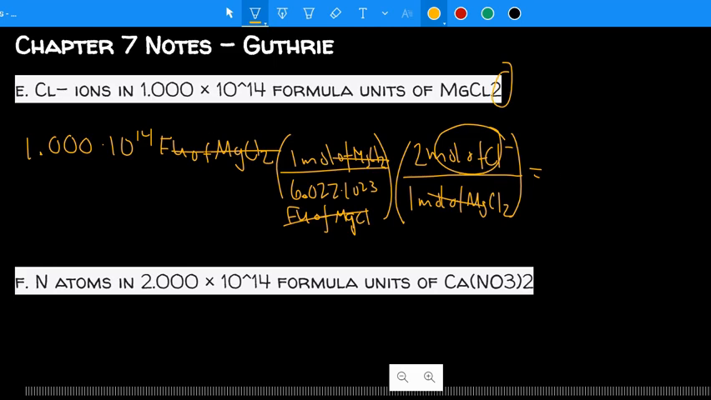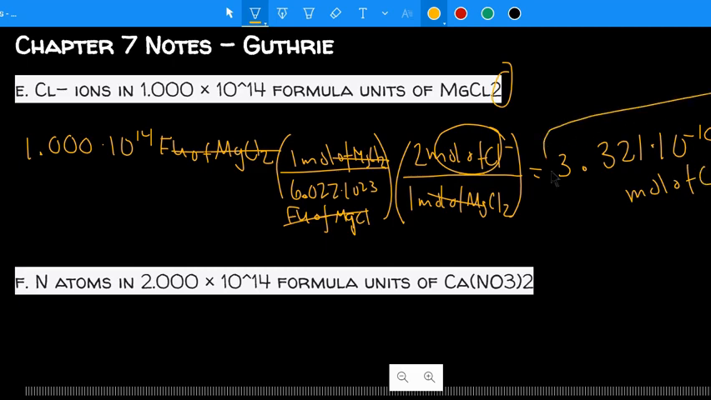So my answer, I'm on E, I have to scroll here, is going to be 3.321 times 10 to the negative 10th, and that unit is moles of chloride ions. That negative sign is what tells me that's a chloride ion.